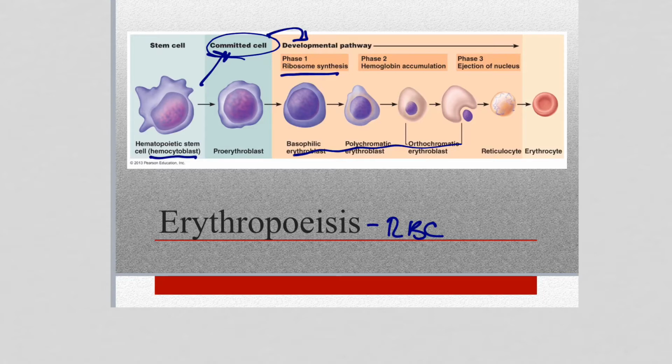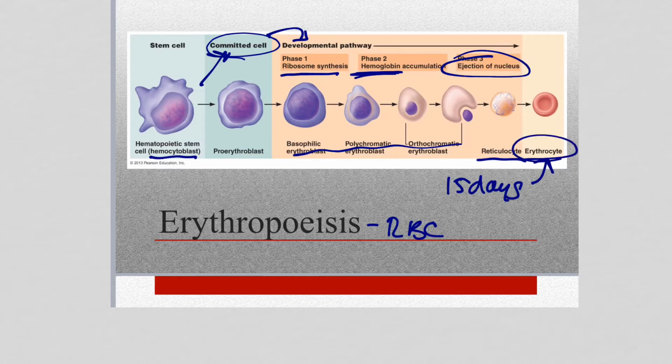So it's going to enter into the developmental pathway. It's going to start synthesizing lots of ribosomes. Remember, ribosomes are what make proteins. So after you have ribosomal synthesis, then you're going to have protein synthesis, and you're going to have large amounts of hemoglobin accumulating in the cell. Towards the end of the developmental pathway, the cell is going to eject the nucleus, so then it becomes anucleic. Once it ejects the nucleus, it's referred to as a reticulocyte. And that's the stage at which this cell enters the bloodstream. So it's going to circulate in the bloodstream as a reticulocyte for about 15 days, and then it'll be a full-blown erythrocyte.